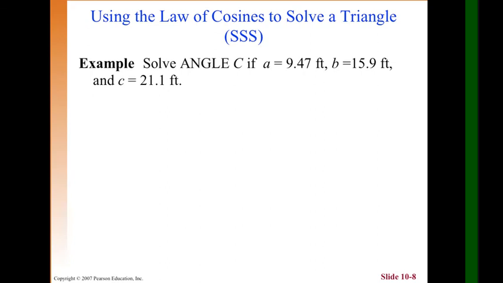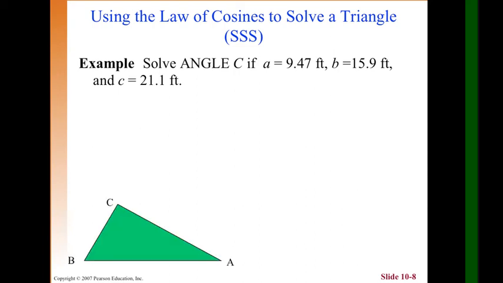Okay, so ito ang ating given. Solve angle C if A is equal to 9.47 feet, B is equal to 15.9 feet, and C equals 21.1 feet. Ano napapansin niyo sa mga given natin? Lahat sila small letters. Ibig sabihin, lahat sila sides. So we're looking for angle C. So we will use the alternative formula na pinakita ko kanina.